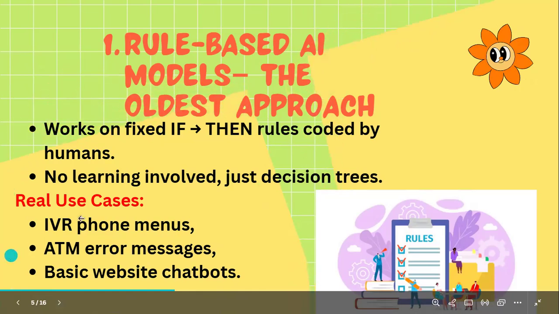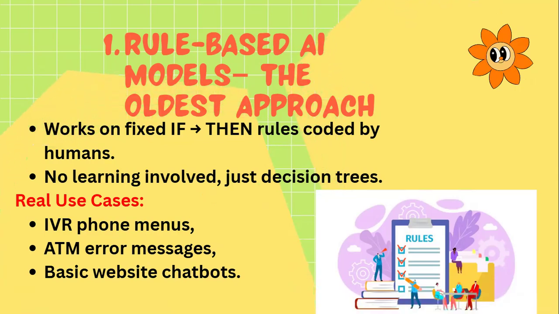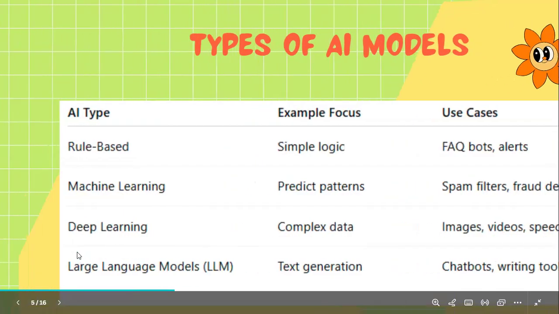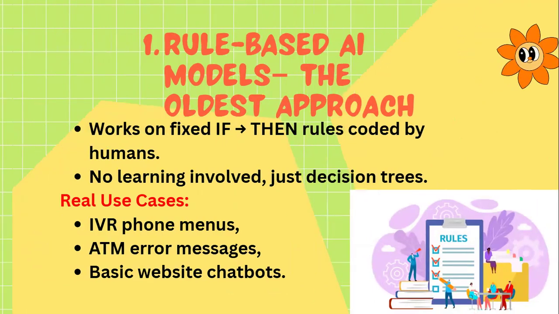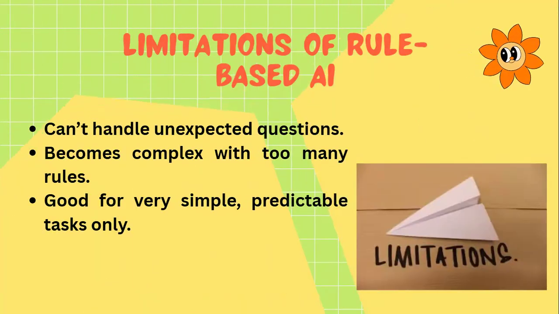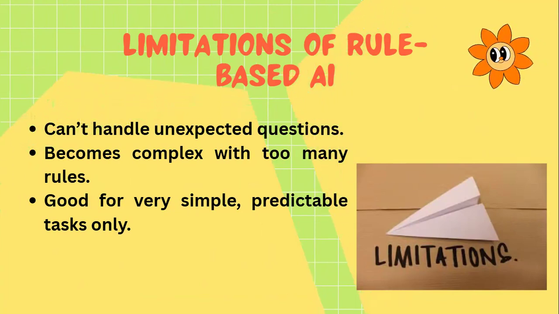What are the real use cases where these rule-based AI models are basically used? In basic chatbot creation, in IVR phone systems, in banking systems when we have to create some kind of an error message, and in basic website chatbots. So this is all about rule-based AI. There are some limitations of rule-based AI. It cannot handle unexpected questions. It becomes complex with too many rules, and it is good for very simple and predictable tasks only.